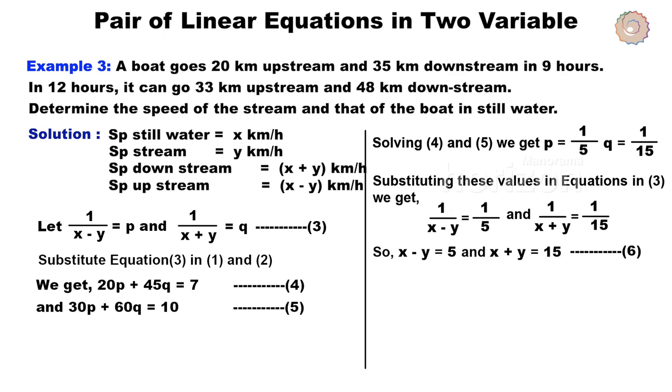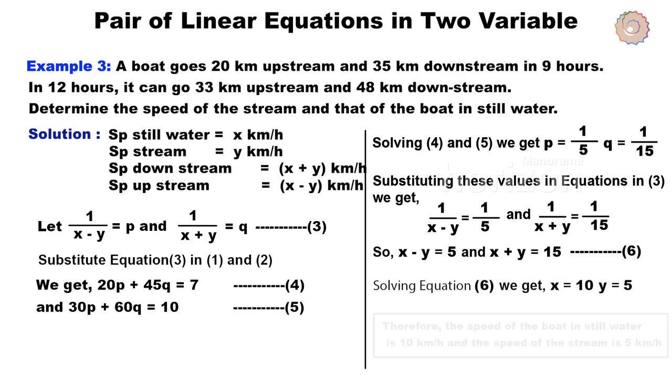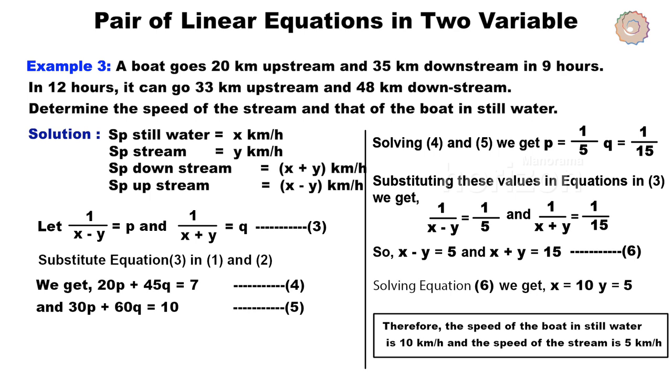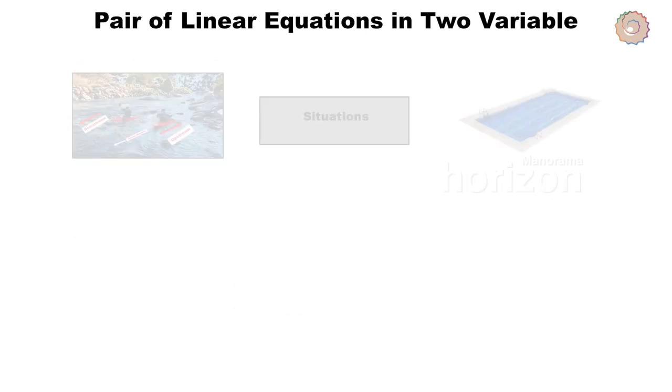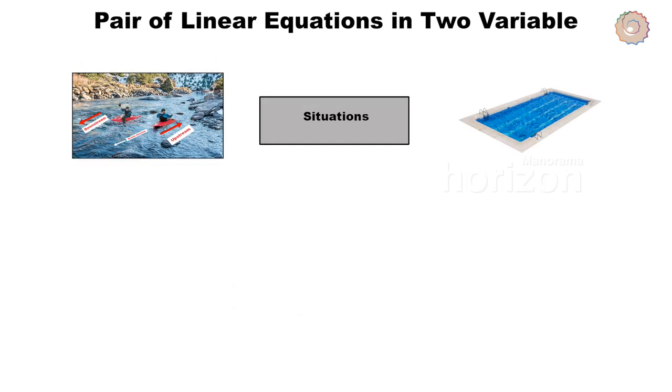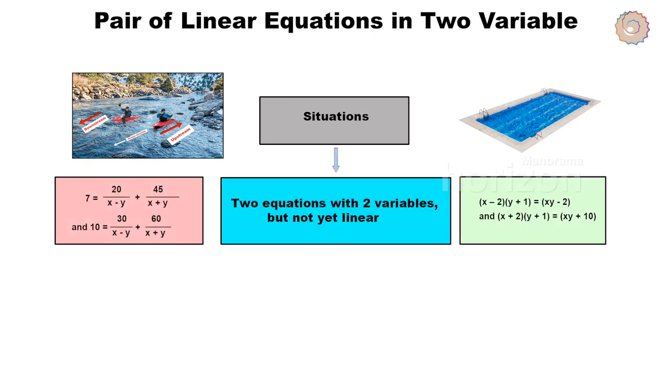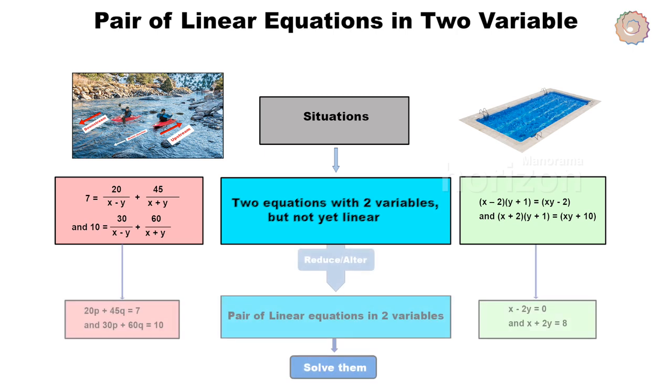These are a pair of linear equations in two variables x and y. Solving these, we get x equals 10 and y equals 5. Therefore, the speed of the boat in still water is 10 km per hour and the speed of the stream is 5 km per hour. So, we can conclude that there are several situations which can be mathematically represented by two equations that are not linear to start with, but if we alter them, they can be reduced to a pair of linear equations.